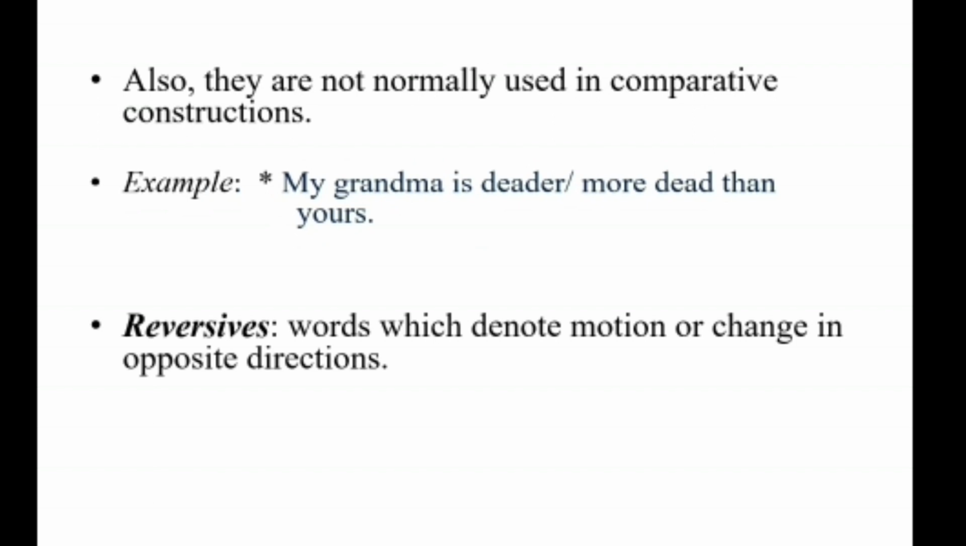Reversives refer to words which denote motion or change in opposite direction, like enter and exit. For example, if we say I didn't enter the house, it doesn't mean that I exited the house. Or pack and unpack, or tie and untie. Untie does not mean not to tie, but it's the reverse action of tie. Another example could be to ascend, that is to say, to go up or to climb. Using the negative form not to ascend does not mean the opposite, which is to descend. So this kind of antonyms are called the reversives.